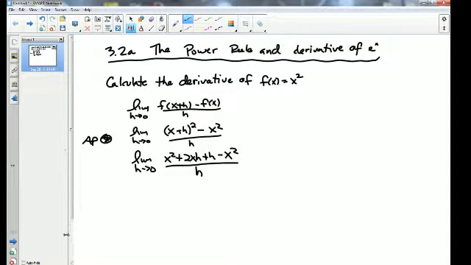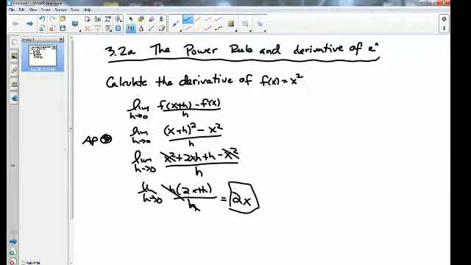x squared minus x squared is zero. And then each term has an h, so we factor out h: h times 2x plus h over h. What's the answer if I plug 0 in for h? 2x. Okay, there's the derivative. So I would write f prime of x equals 2x.